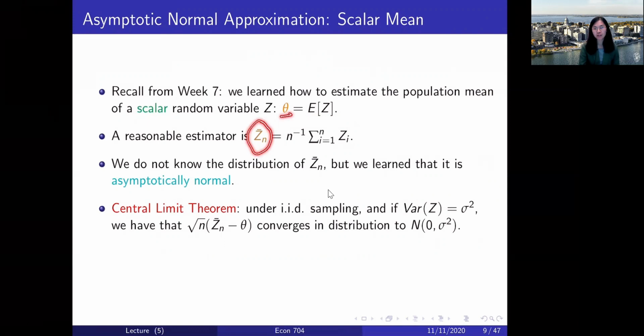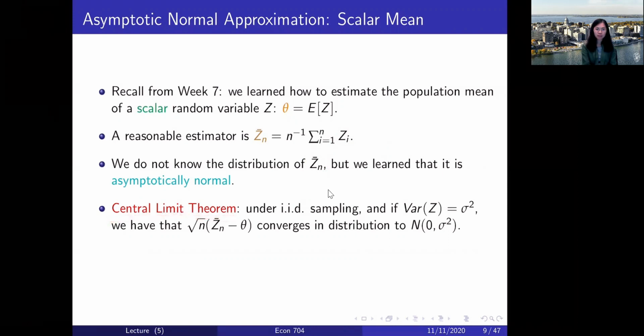We know that if the sample is IID and if the variance of Z is finite, then this is consistent. The sample average is a consistent estimator for the population expectation. But suppose we do not know the distribution of Z, then we do not know the distribution of the sample mean. However, in week 7, we learned that we do not need to know the distribution of Z if we just want an approximation for the distribution of the sample average. The tool that we use is the central limit theorem.